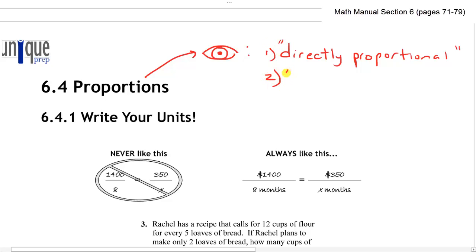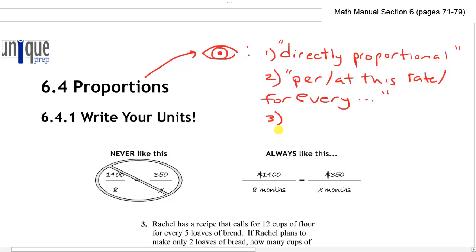Another way is we could see any of these words. We could see per, at this rate, for every. Any of those words would indicate that we're being tested on a proportion, but probably one of the most common ways that we should be able to recognize a proportion, and this shows up on the SAT quite a bit, is if we see a pair of items or units repeated in a question.